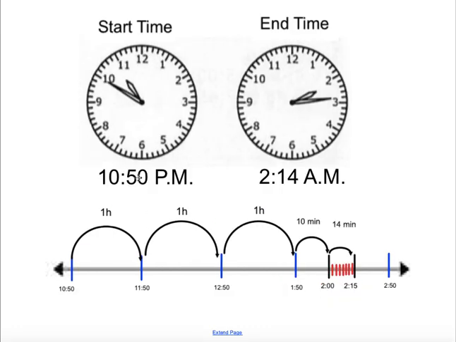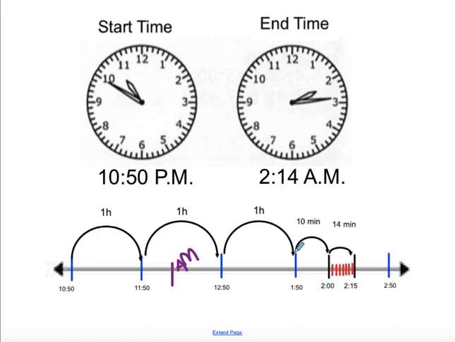Okay, let's keep trying this with the timeline. So now here you have your start time at 10:50 p.m. But look, you're ending your drive at 2:14 a.m. So you're driving through the night. You're going to pass through midnight. So when I start at 10:50 and jump to 11:50, right about here is where I'm switching to my AM hours, because that's around midnight. So let's jump 10:50 to 11:50 to 12:50 to 1:50. I'm going to stop there because if I jump to 2:50, I went too far.